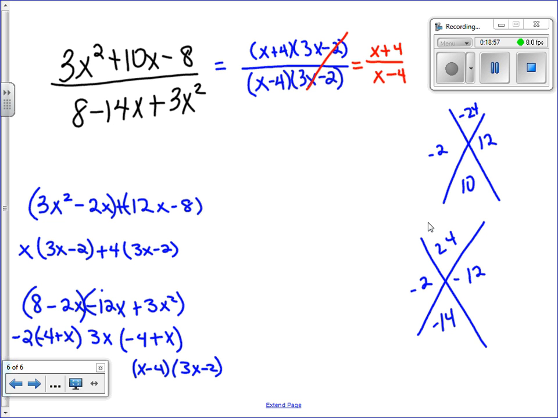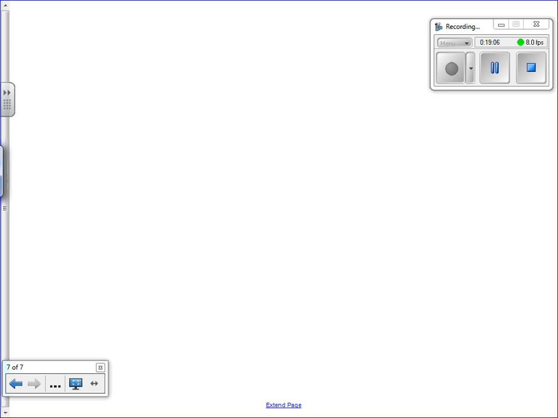One more thing I want to show you. And then I think it'll probably be top of the hill. We're going to divide these rationals. Was the answer x plus 2 over x minus 4? Yep.